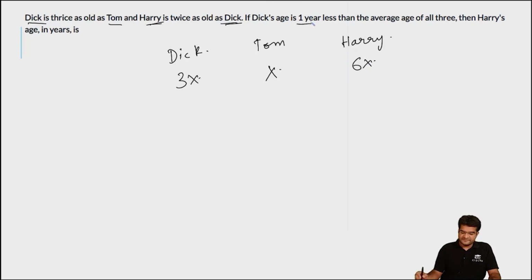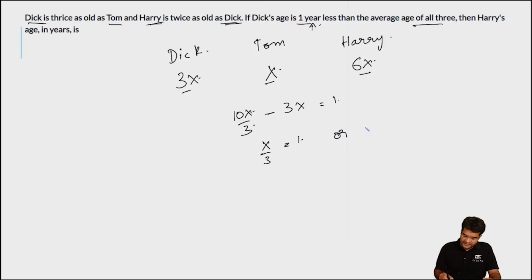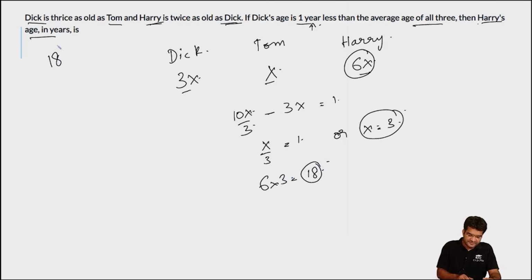Now Dick's age is 1 year less than the average of all the three. What is the average age of all the three? It will be (x plus 3x plus 6x) divided by 3, so that is equal to 10x by 3. This is the average. If you subtract Dick's age from this, the difference is equal to 1. Or 10x by 3 minus 3x, which is equal to x by 3, is equal to 1, or the value of x is equal to 3. We are asked to find out Harry's age. Harry's age is 6x, so 6 into 3, which is equal to 18, will be Harry's age. So the correct answer will be 18.